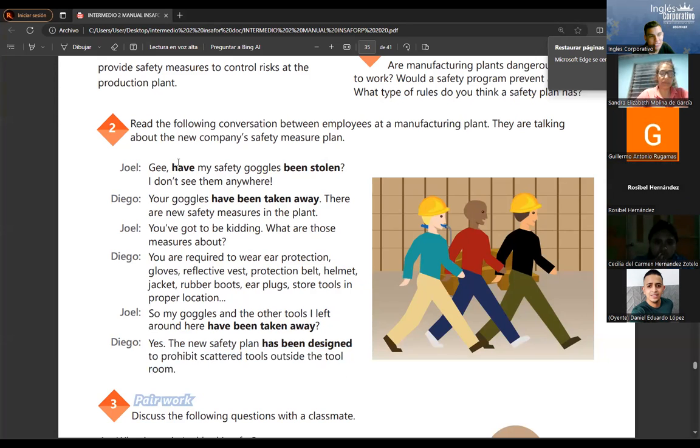Gee, have my safety goggles been stolen? I don't see them anywhere. Your goggles have been taken away. There are new safety measures in the plant. You gotta be kidding. What are those measures about? You are required to wear ear protection, gloves, reflective vest, protection belt, helmet, jacket, rubber boots, earplugs, store tools in proper location. So my goggles and the other tools I left around here have been taken away? Yes, the new safety plan has been designed to prohibit scattered tools outside the tool room.